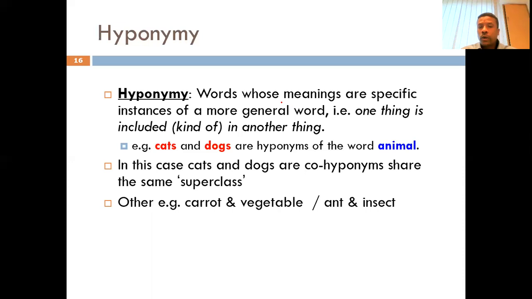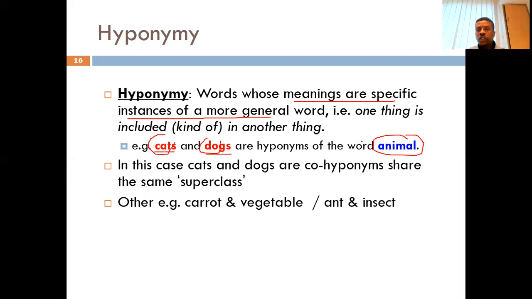The other one is hyponymy. Hyponymy is concerned about words whose meaning are a specific instance of a more general word, which means we're talking about superclass and subclass, or generalized class and specialized classes. So one is a kind of the other. So if you see the words cat and dog, mind you, we're not talking about meaning at this stage. Of course, it contributes to the meaning of the word, but it is about creating a relationship between words. So in the language, you have the word cat, you have the word dog, you also have the word animal.